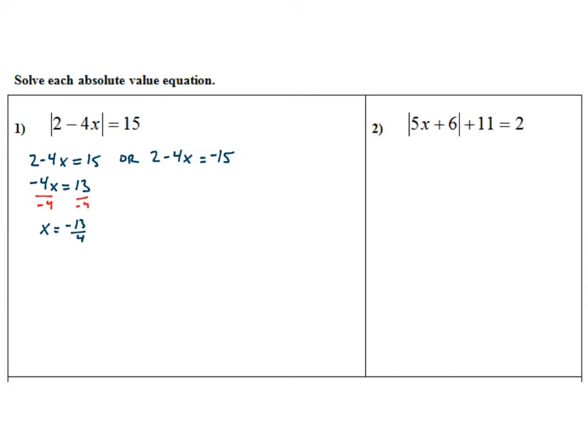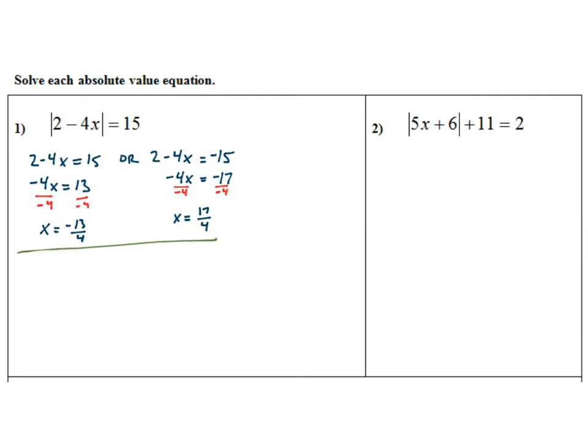Going over to my other side, subtracting 2 from both sides will give me negative 4x equals negative 17, because I'm subtracting 2 from a negative 15, and then dividing by negative 4 will provide x equals a positive 17/4. Now those appear to be my two solutions, but I need to check both of them.